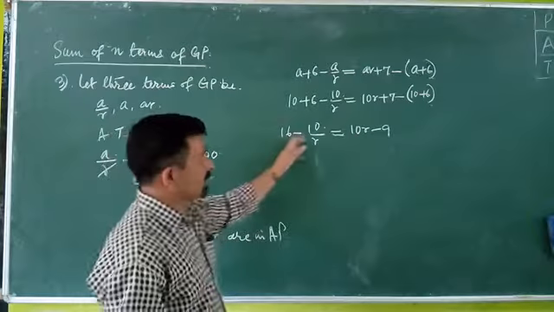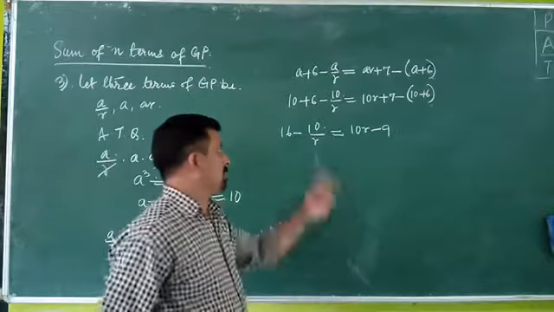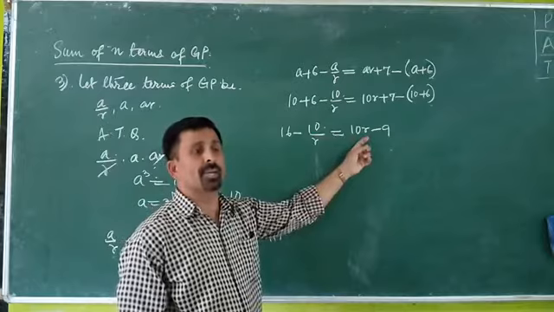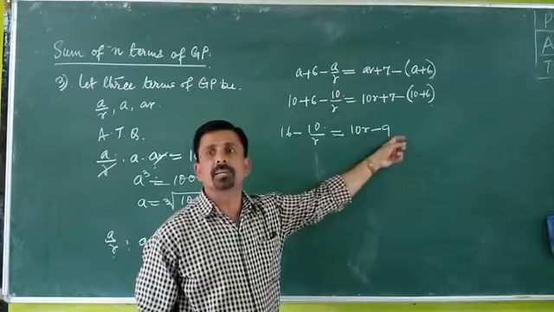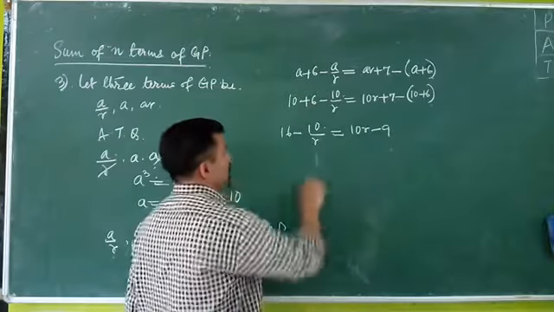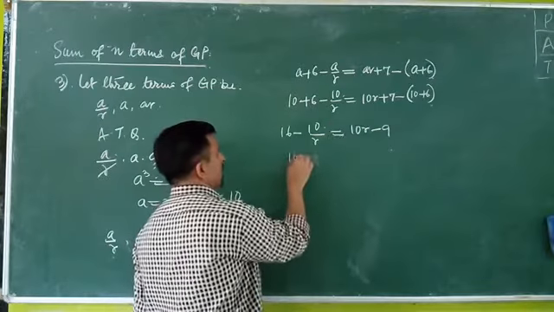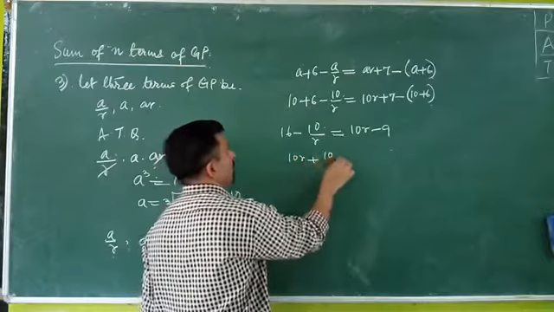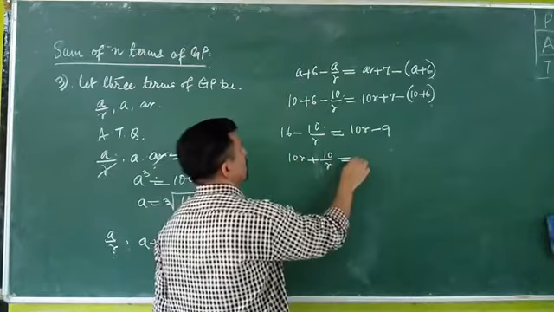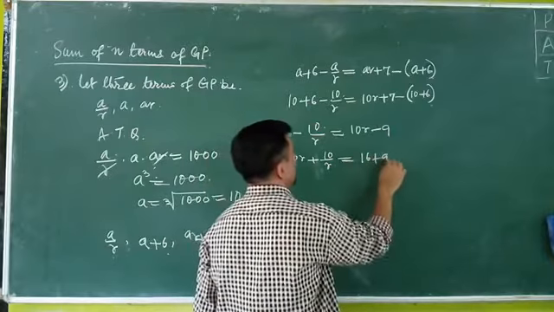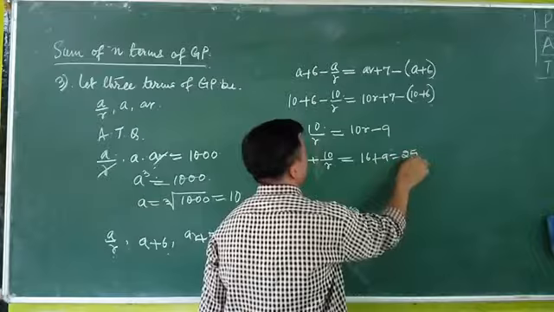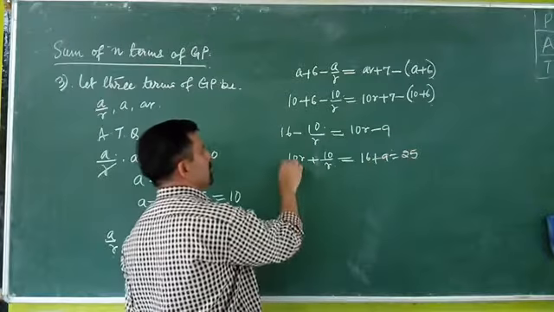Yes, sir. Now still we need to collect the like terms. This and this are of the same type, so they will be taken together. This and this are of another type, so they will be taken together. And this goes to the right side. So 10R plus 10 over R is equal to, 9 will come to this side, so this becomes 16 plus 9 is equal to 25.